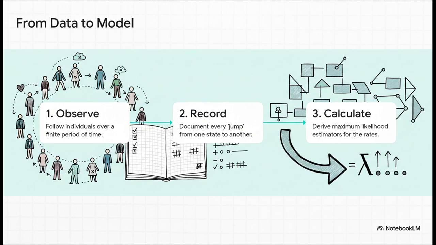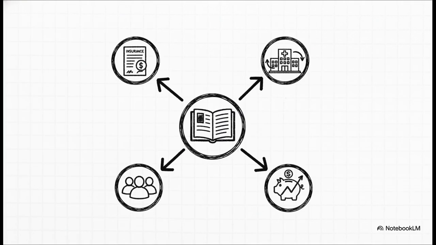Step 1, you just watch. You follow a group of people over time. Step 2, you write stuff down. You record every single jump. Who went from single to married? Who went from healthy to sick? And step 3, you do some math. You use all those observations to figure out the rates that best explain what you saw. You're basically reverse engineering the rulebook from real life. And once you have a rulebook based on real data, man, the possibilities are just huge. We're talking pricing insurance policies, managing hospital beds, understanding why marriage rates are changing, even figuring out the value of complex financial contracts. It's this one tool that does so much.